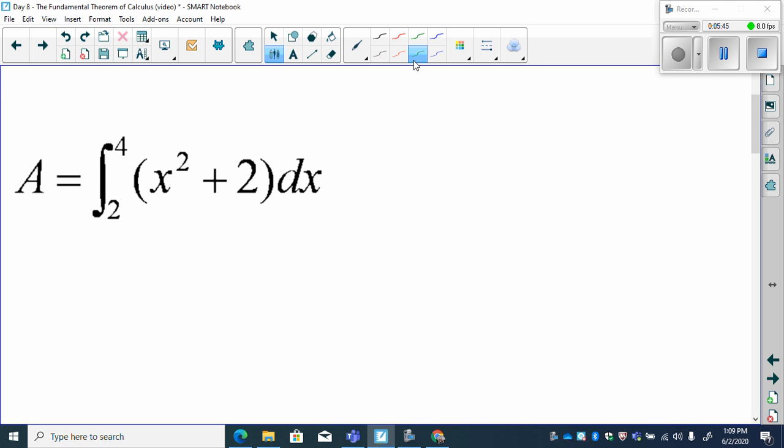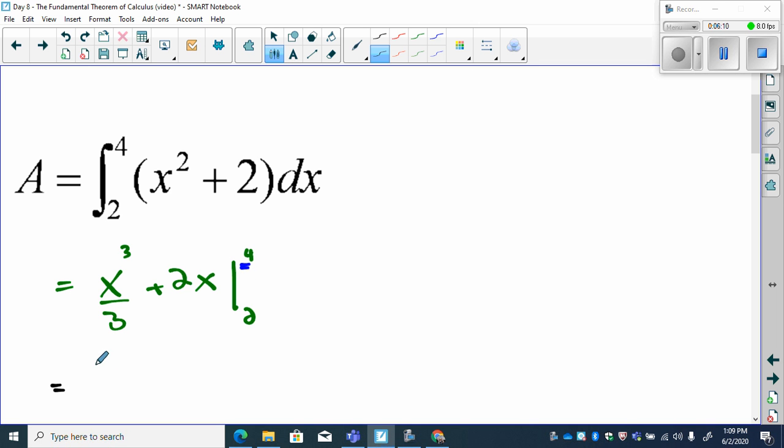And when I do this, I'm going to get the antiderivative to be x cubed over 3 plus 2x. Okay, the antiderivative of x squared would be x cubed over 3. The antiderivative of 2 would be 2x. And I'm going from 2 to 4.